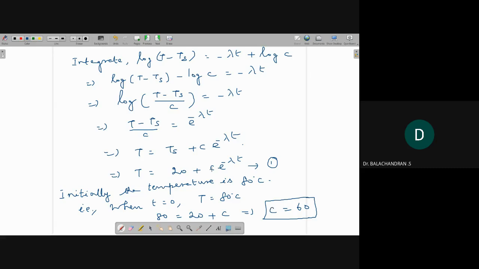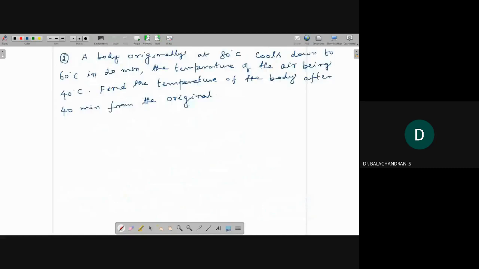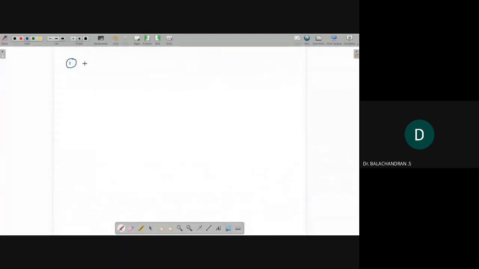Now substitute C = 60 in equation 1. So equation 1 implies, left hand side, T = Ts + C, which is 20 + 60, into e^(−λt). I call this equation number 2.